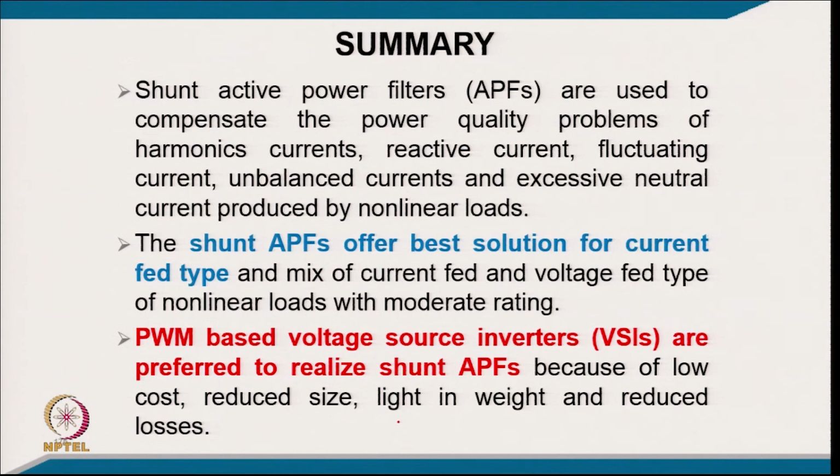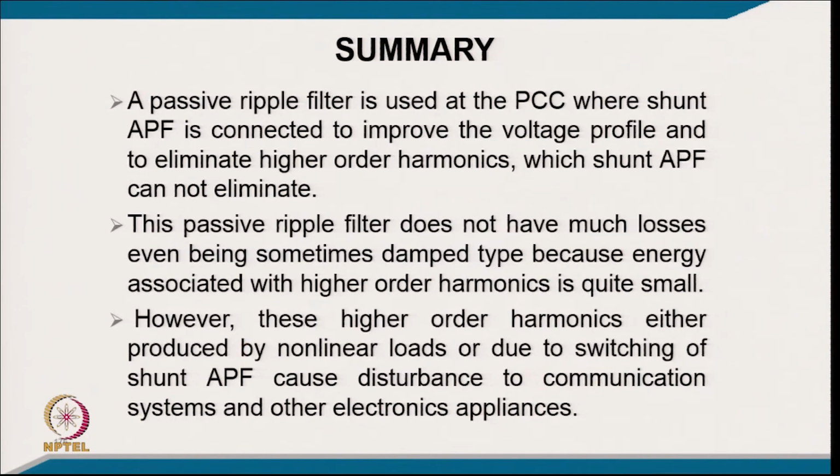So, with this we would like to summarize. Shunt active power filters are used to compensate power quality problems of harmonic currents, reactive current, fluctuating current, unbalanced current, and excessive neutral current produced by the nonlinear load. And shunt active filters offer the best solution for current fed type and mixed type of loads, current fed and voltage fed kinds of nonlinear load with moderate rating, and PWM based voltage source inverters are preferred to realize the shunt active power filter because of low cost, reduced size, light weight, and reduced losses.